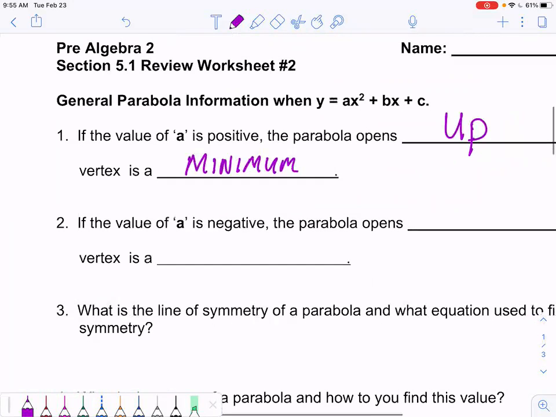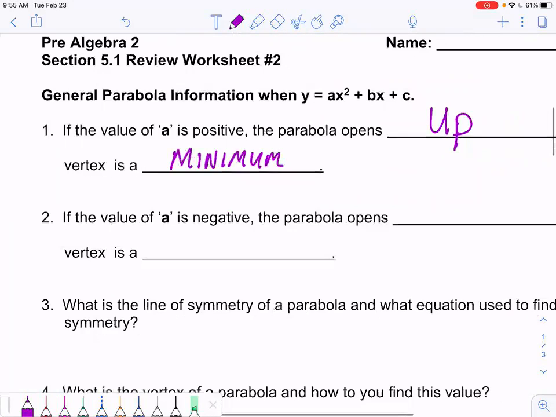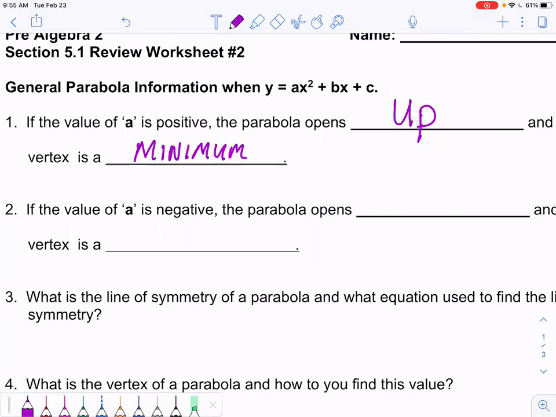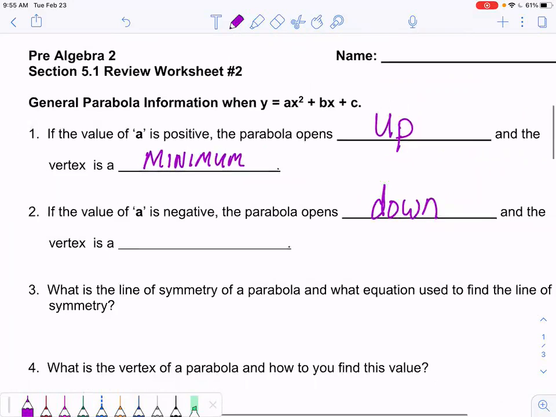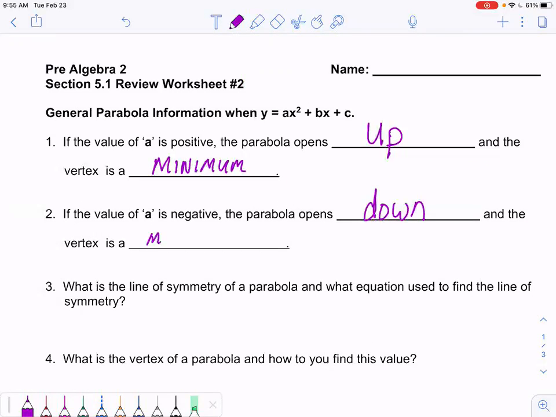And now the next part should be pretty easy. If the value of a is negative, the parabola opens... TJ? Down. Good. And TJ, the vertex is... you got it.